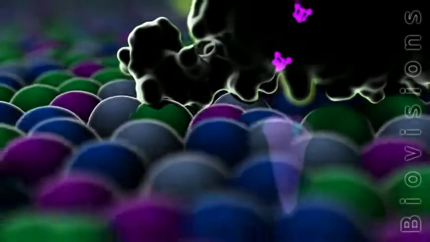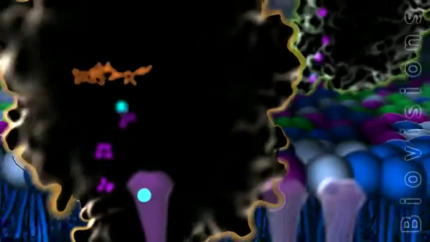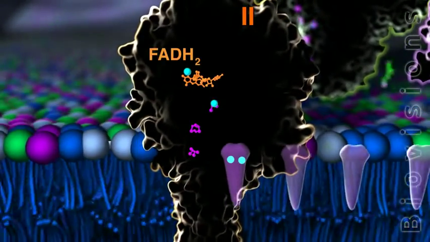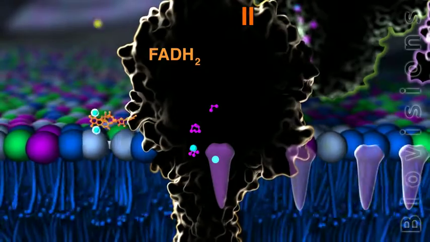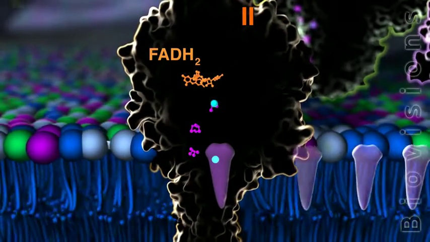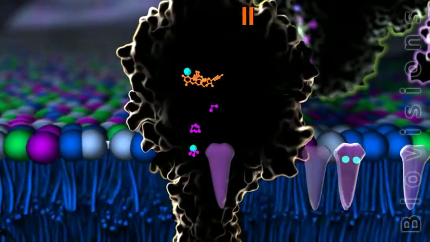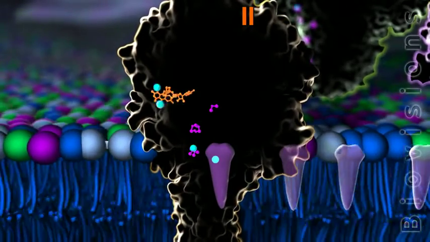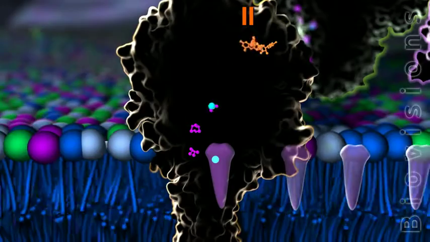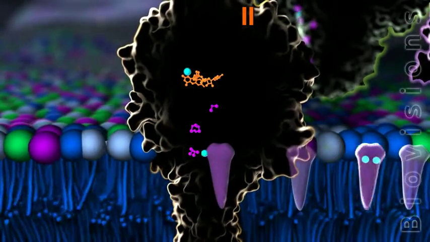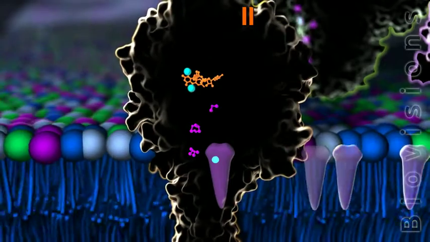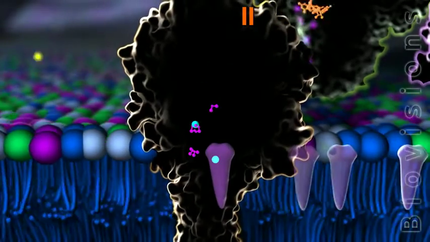Complex 2 is similar to complex 1 in 2 important ways. First, high-energy electrons also enter complex 2 via a byproduct of sugar metabolism, though here the molecule is FADH2. Second, complex 2 also transfers electrons between several redox centers before donating them to coenzyme Q. One major difference, however, is that complex 2 does not use the energy liberated to pump protons.